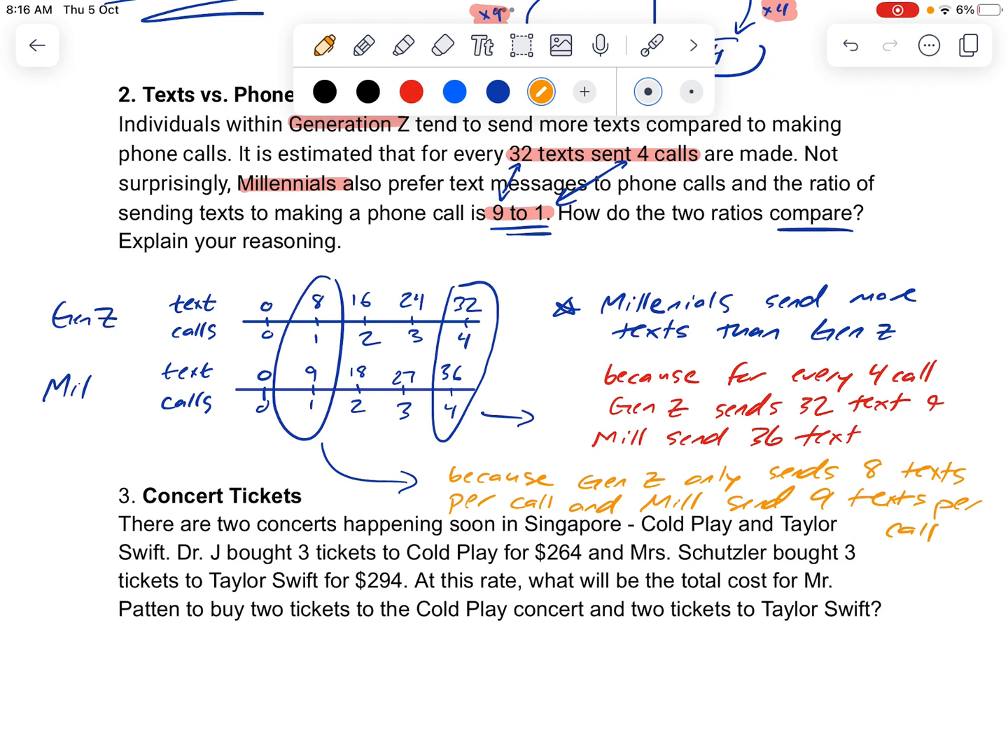It just depends. But the important thing when you're doing your comparison is that you're making either the calls the same so that you can compare the texts, or, well, I guess I did that in both cases. I could have made the text the same, but that would have been a little bit more work on this one. So I just went ahead and went with the calls.